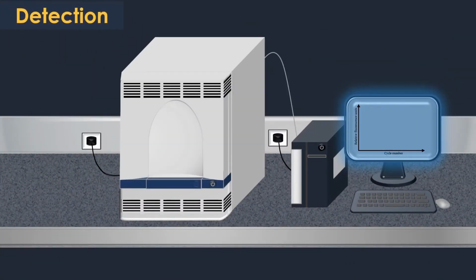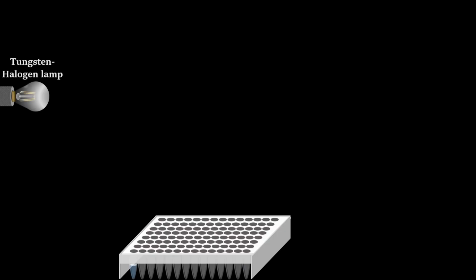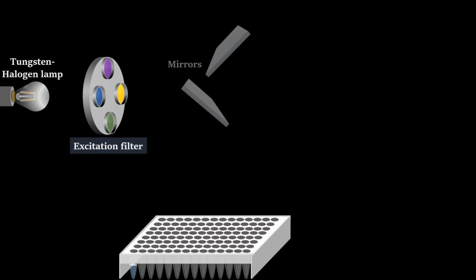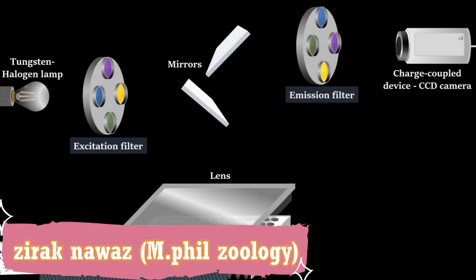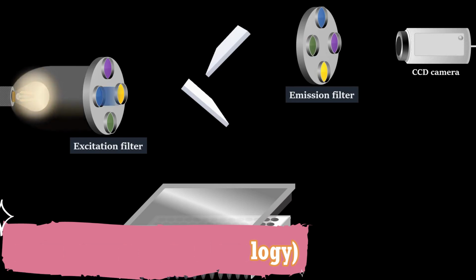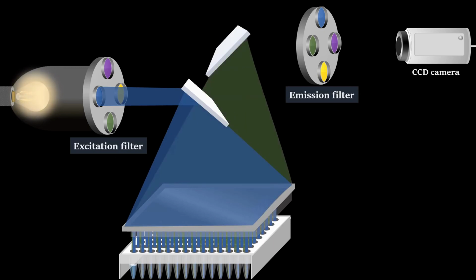For the measurement of the fluorescence signal, a tungsten halogen lamp, an excitation filter, mirrors, lens, an emission filter, and a charge-coupled device (CCD) camera are used. Filtered light from the lamp is reflected off a mirror, passes through a condensing lens, and is focused into the center of each well. Then fluorescent light emitted from the wells reflects off the mirror, passes through an emission filter, and is detected by the CCD camera.